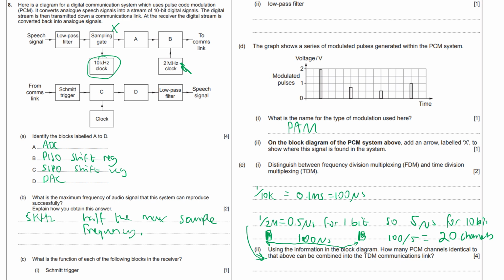Hope that makes sense, yeah? So I basically just converted that into a time period, that into a time period, times it by 10 because it's 10 bits, and then just work out how many fit in. So it is that easy. So you get 4 channels there. Yeah, 4 channels will go down that comms link. Okay.